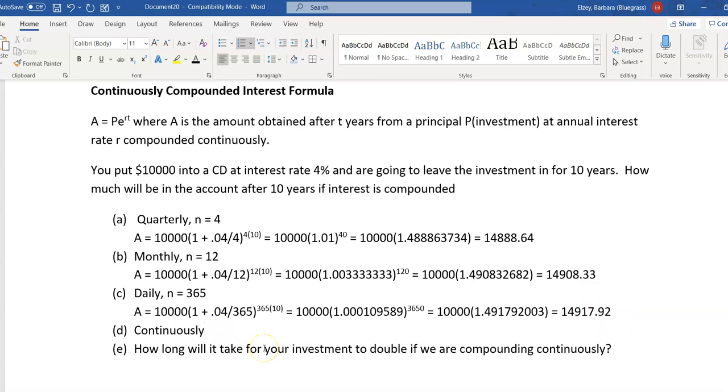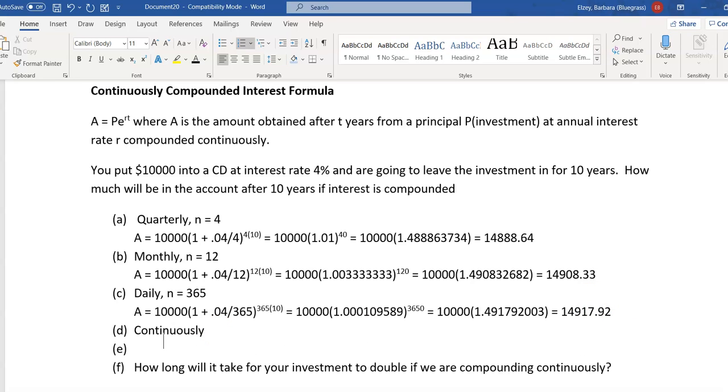So let's look at continuously. The word continuously is there though, so we're going to use the second formula. We're going to use this formula right here. So let's plug in. We still have 10,000, but now we're going to have e, and we're going to raise e to the 0.04 times 10. All right, now before we put this thing into our calculator, I'm going to go ahead and multiply that 0.04 times 10. That's where people make the biggest mistake when putting things into their calculator. So this is 10,000 e to the 0.4.